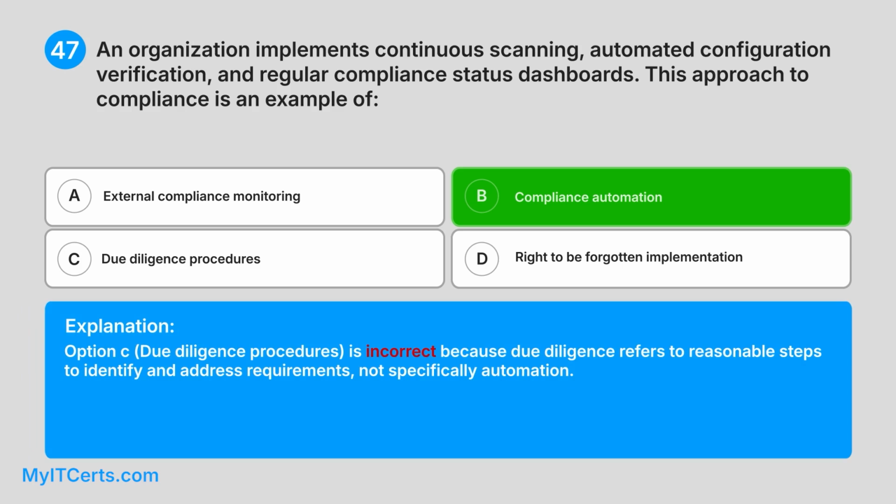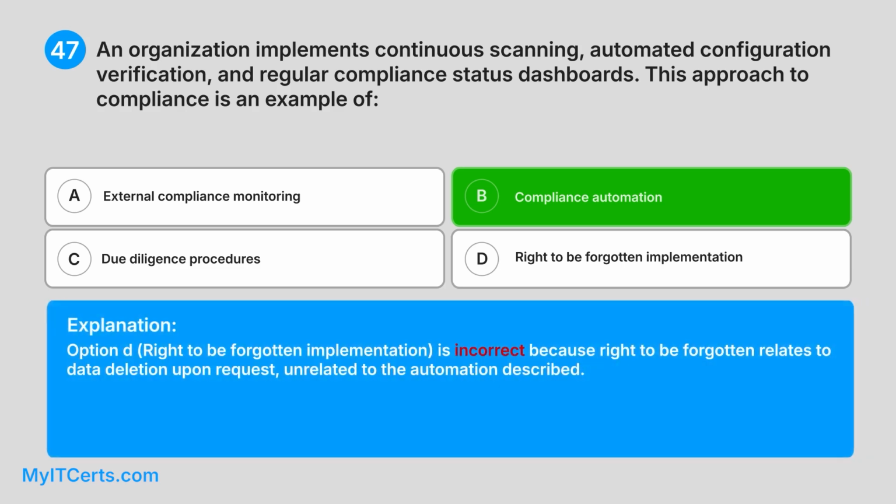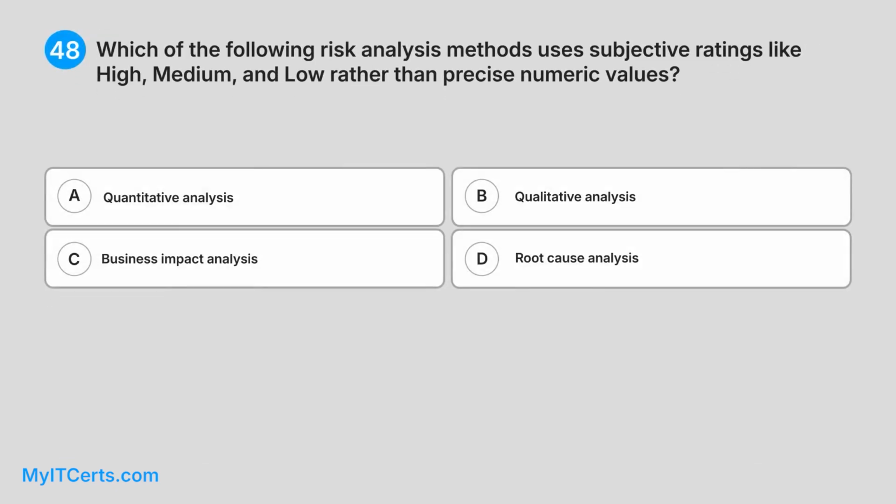Option C, due diligence procedures, is incorrect because due diligence refers to reasonable steps to identify and address requirements, not specifically automation. Option D, right to be forgotten implementation, is incorrect because right to be forgotten relates to data deletion upon request, unrelated to the automation described.